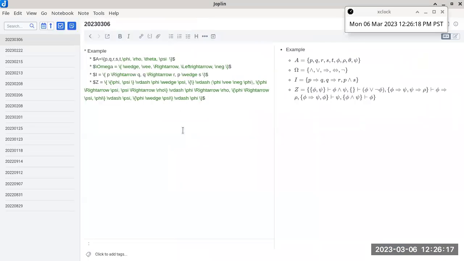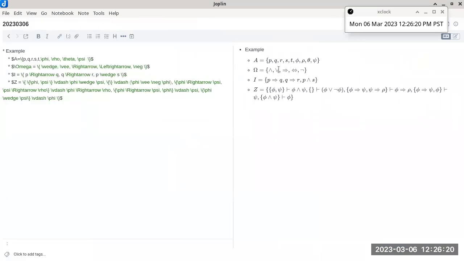Let me get rid of all the unnecessary stuff. So this time I have alpha having P, Q, R, S, T, phi, rho, theta, and psi. It's just a whole bunch of Greek letters. Omega this time has conjunction, disjunction, implication, if and only if, as well as negation. Iota this time does not have a single variable. So we have P implies Q, Q implies R, P and S. Those are the only expressions that are known to be true.